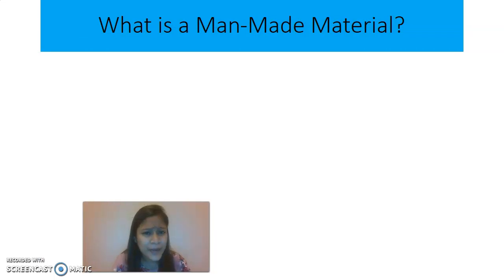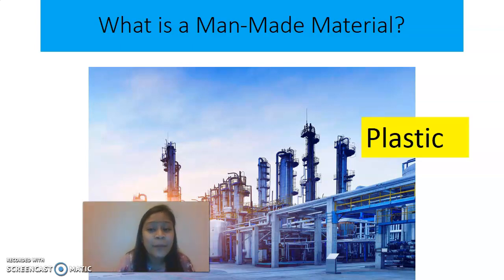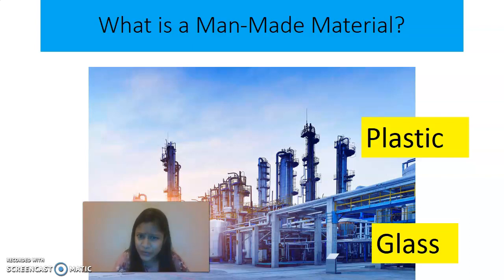What is a man-made material? Now a man-made material is something that we make, maybe in a factory, but we have to mix things and mix chemicals and make it. We do not see it in nature. For example, plastic and glass. Do you see plastic and glass on the trees? Do you see it inside the ground growing? Do you see it on animals? No, because these are things that man has made out of chemicals.